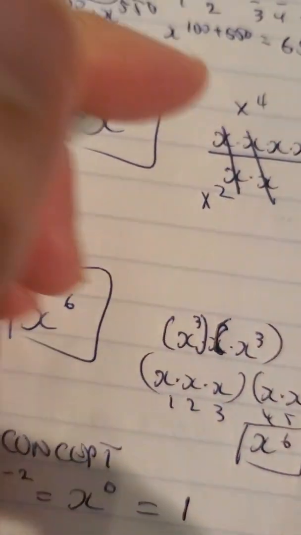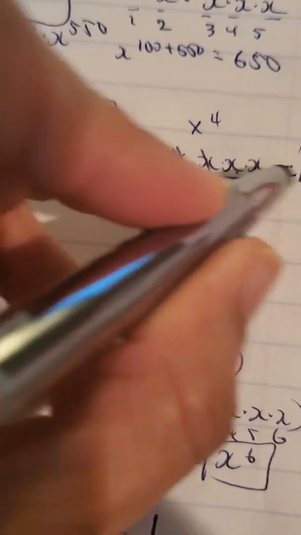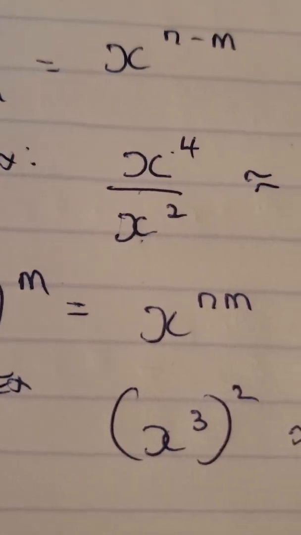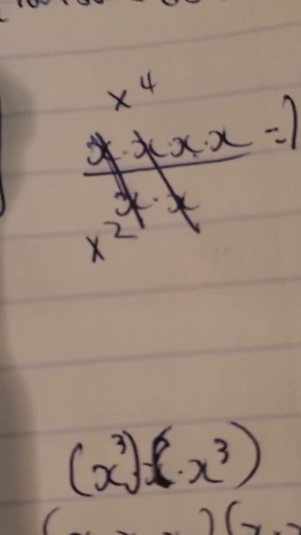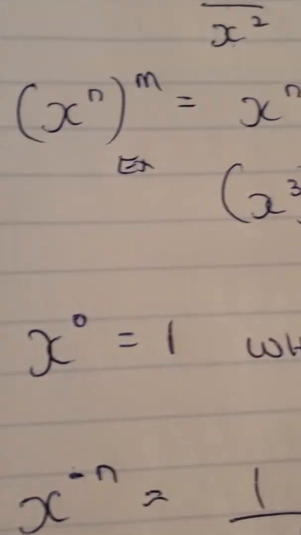Here I expanded x to the 4 and I expanded x squared. You see, when I expanded them, what happened? They cancel out common factors, and what am I left with? x squared remaining. So that's where the principle of subtracting powers came into being. That's a proof.